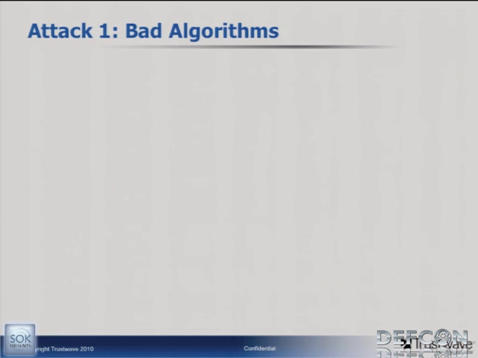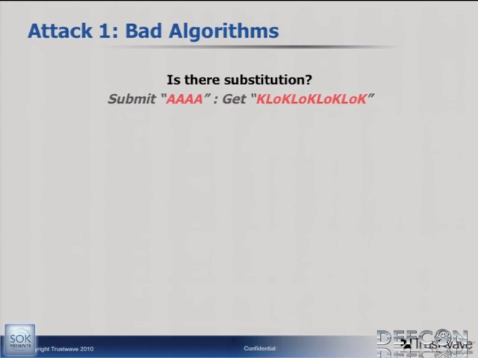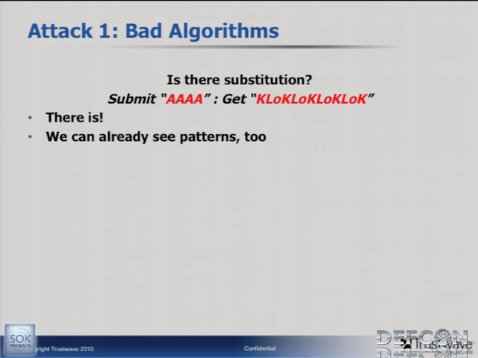The first thing, I want to know if there's substitution. Are we switching characters for others? And that's definitely true, because if we put in 4 uppercase A's, we can see there are no uppercase A's in that. There is definitely substitution here. We can already start to see patterns in this as well. The plain text is repetitive, and the ciphertext is repetitive as well.